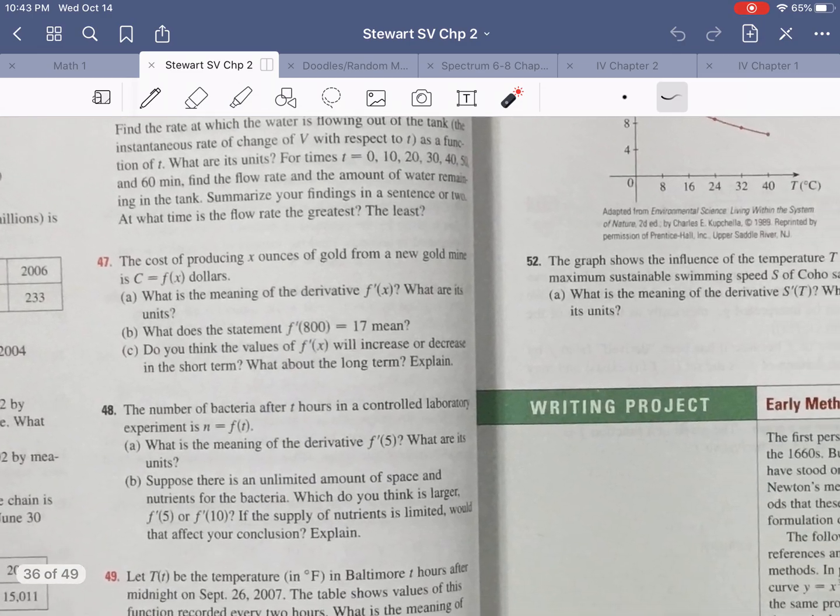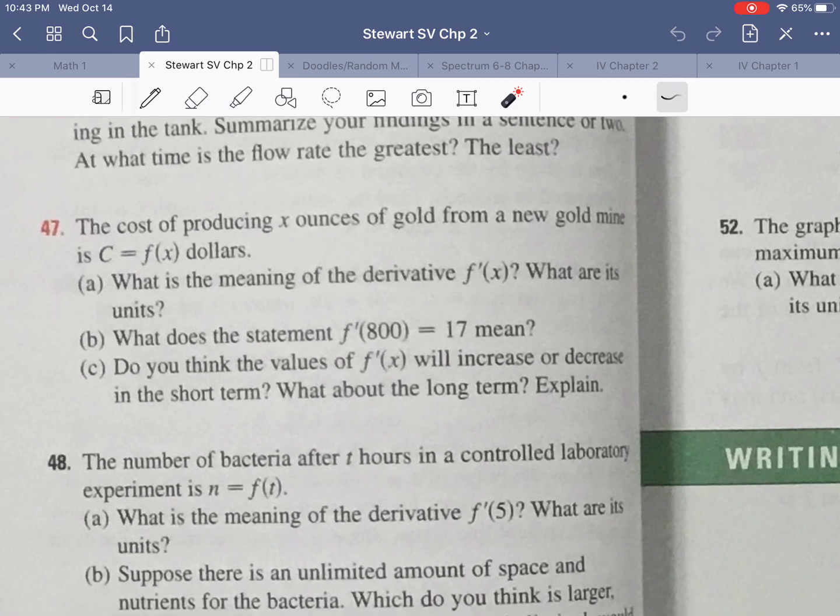47's another one. Cost of producing X ounces of gold from a new gold mine. What is the meaning of the derivative? Well, that's the rate of change of the cost. So in this case, C is cost, where X is ounces of gold, so it would be cost per ounce, like dollars per ounce. What does the statement f prime of 800 equals 17 mean? Well, that means that when they are mining 800 ounces of gold from a new gold mine, the rate of change of the cost is $17. So it's $17 per ounce. It's going up by $17 per ounce when you are producing 800 ounces.